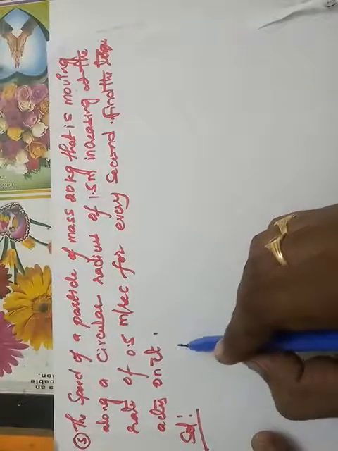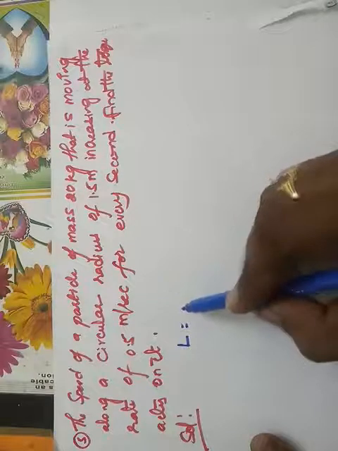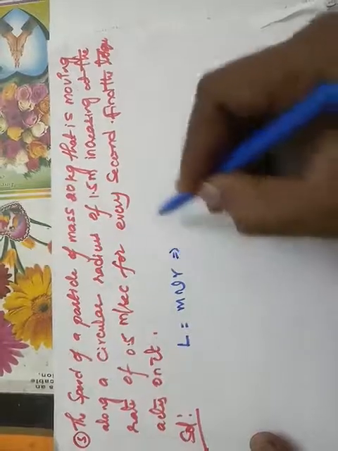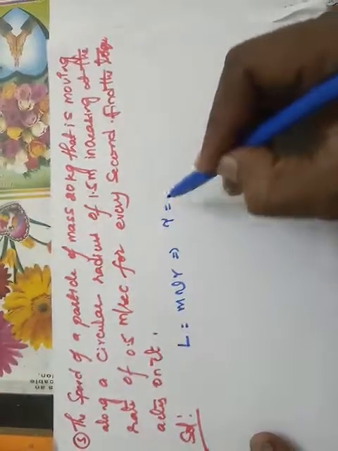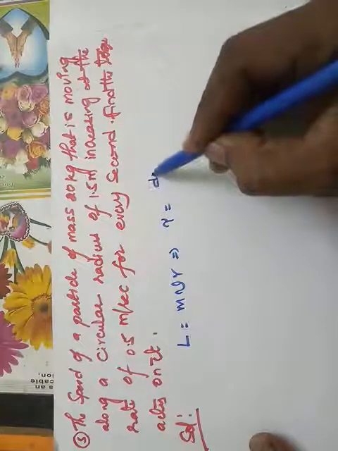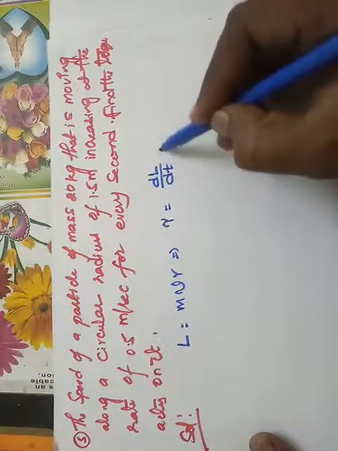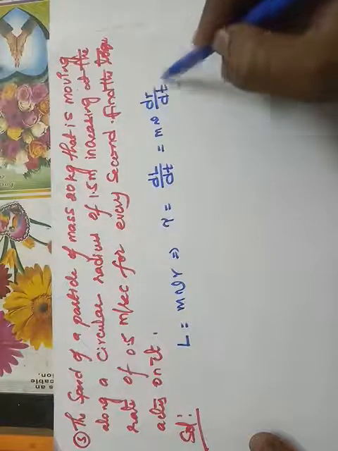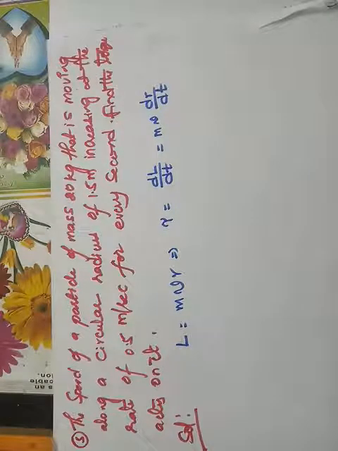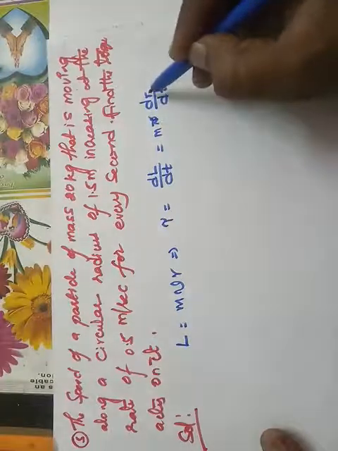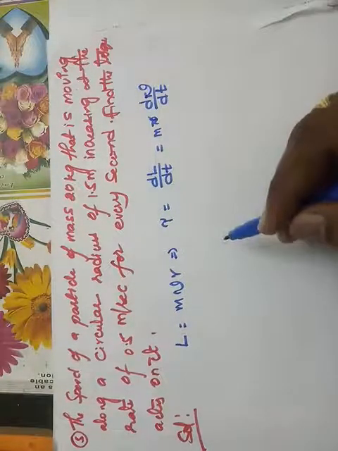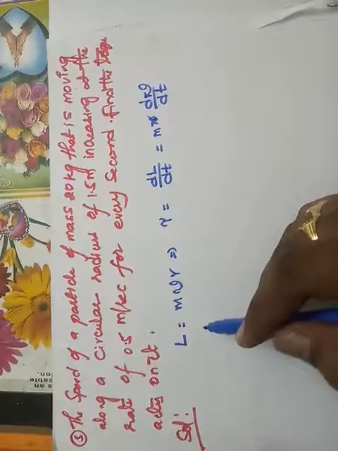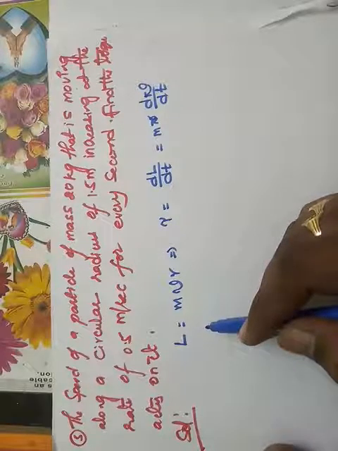Now let us write L. This is the angular momentum. L is equal to mvr. We know this one. And the rate of change of angular momentum is equal to the torque acting on the body. Torque is equal to dL by dt, right? So let us take mv common and dr by dt. Well, sorry, dv by dt. You have to write v here. Okay, r is constant. So mr into dv by dt, and dv by dt is nothing but the rate of change of speed.